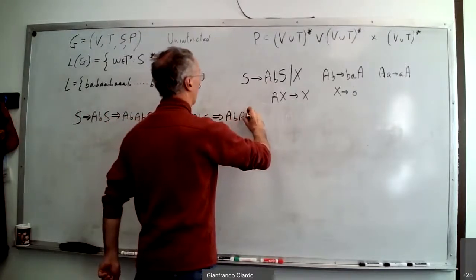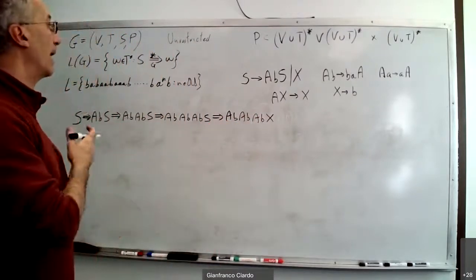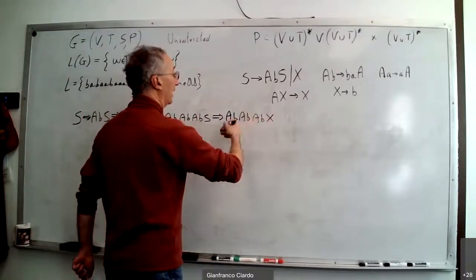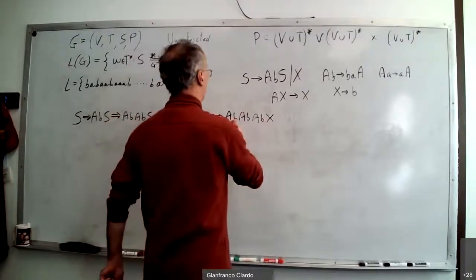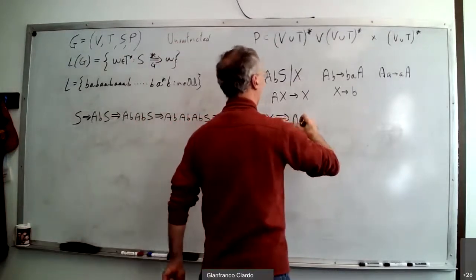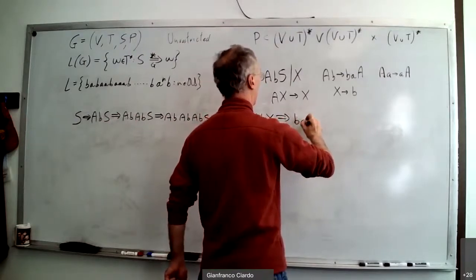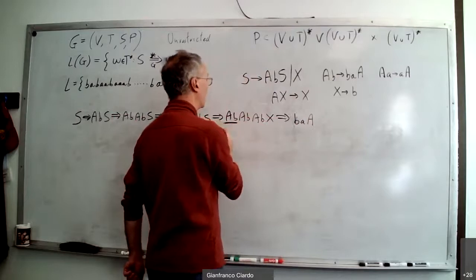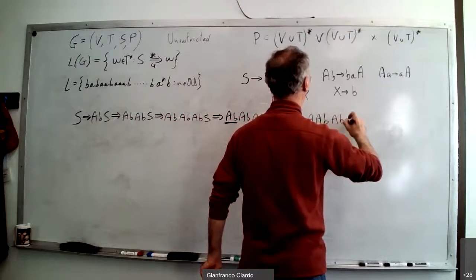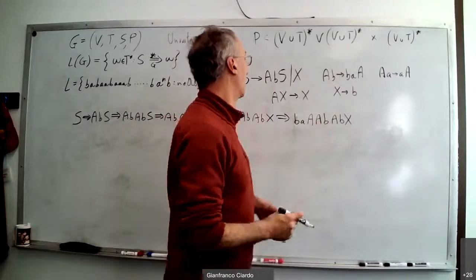So I get AB, AB, AB, X. Okay. Then I can move my A's to the right, in any order, right? So I can change these, for example, I get A, B, A, so I change this, right? And then I have A, B, X. Then I can apply this one here.